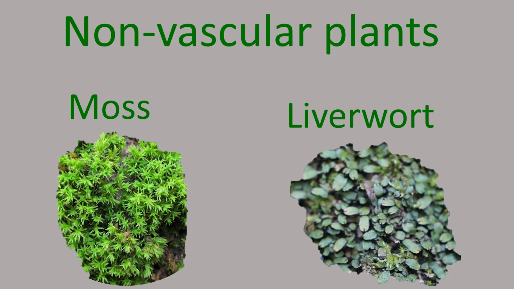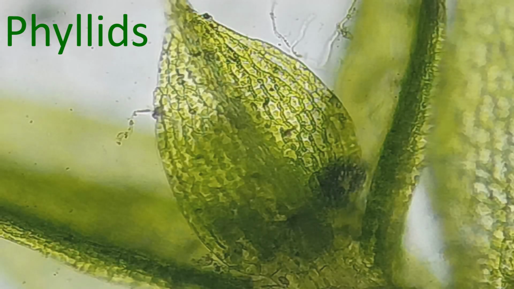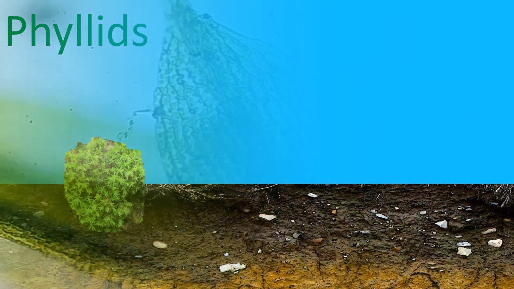Non-vascular plants lack true roots. Non-vascular plants also lack true leaves. Instead, they have leaf-like structures known as phyllids, which are used for photosynthesis.